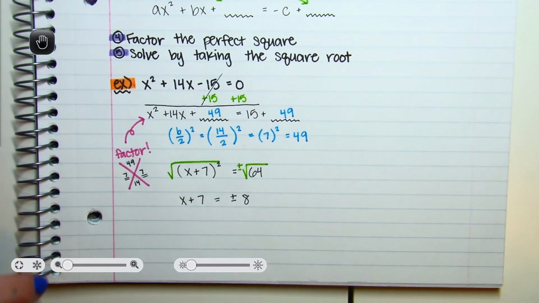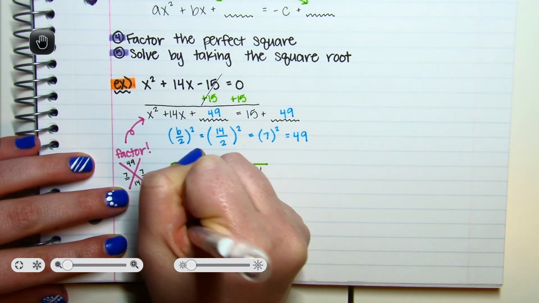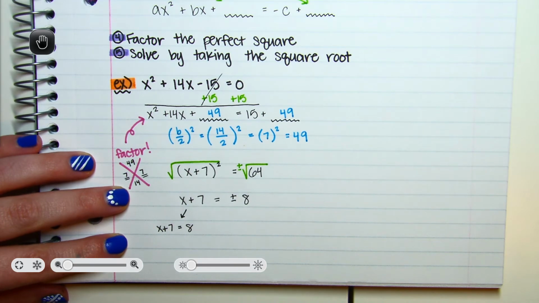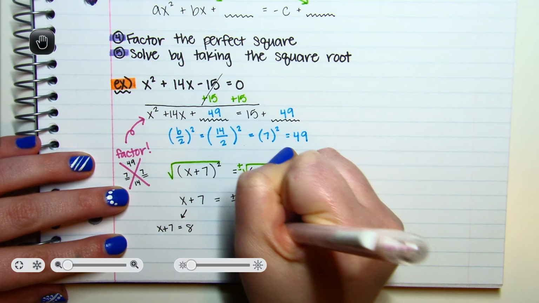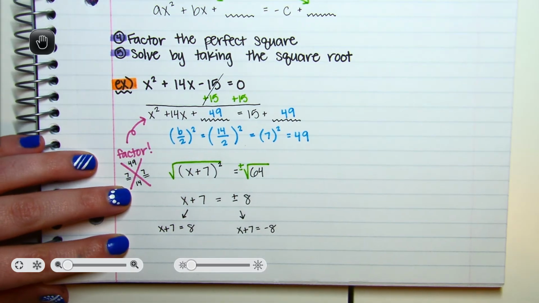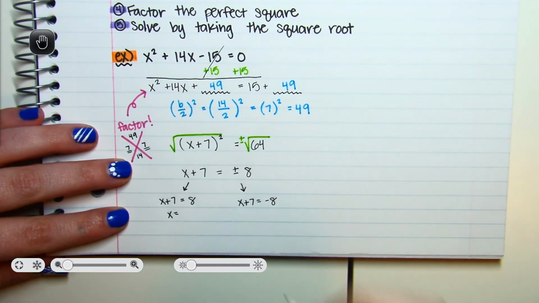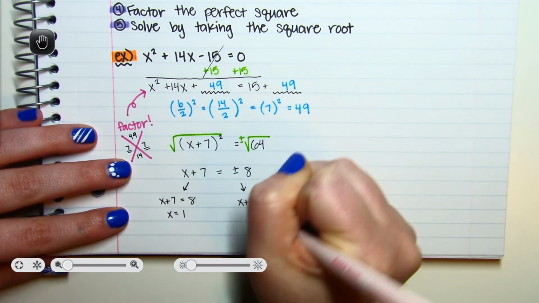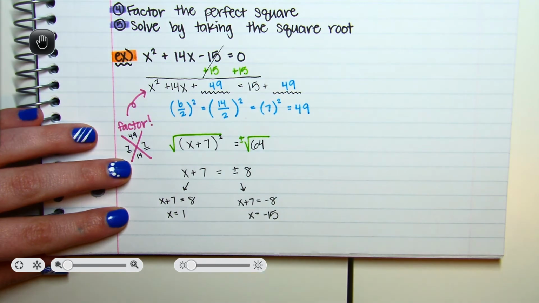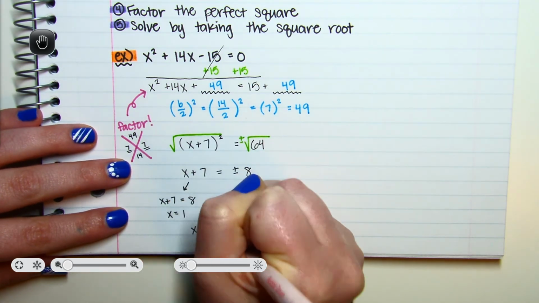And then last but not least, we just need to solve this. So we're going to have x + 7 = 8, and we're going to have x + 7 = -8. So both of these, you subtract 7 from both sides, and get x = 1 and x = -15. So when I write my final answer, I put the smallest number first.